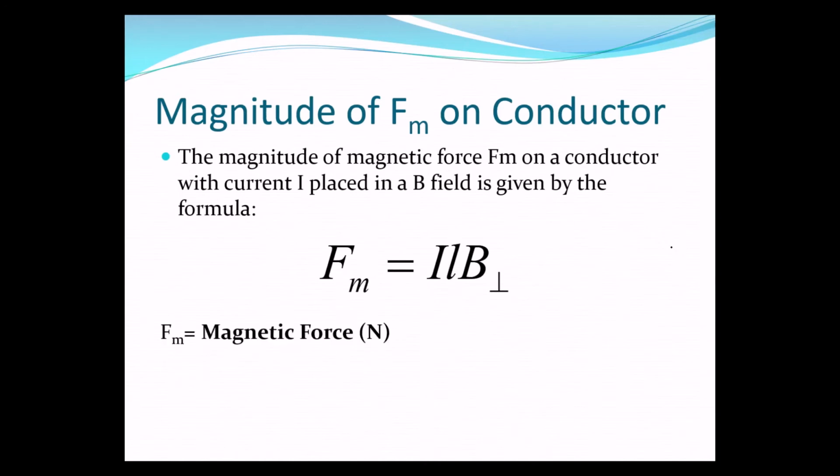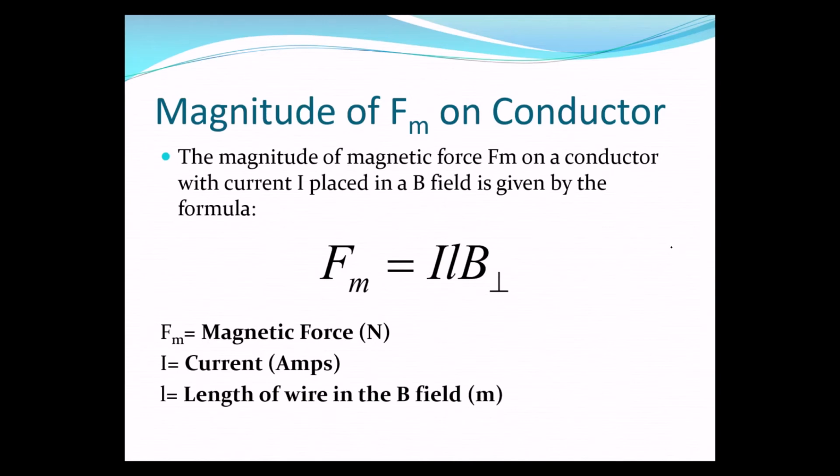So Fm is our magnetic force, current is I in amps, and L is the length of the wire in that magnetic field. Okay, so that's what those guys equal. And B, of course, is our magnetic field. The unit is Teslas, and it has to be perpendicular to the magnetic field. And I'll talk about what that means in a sec.